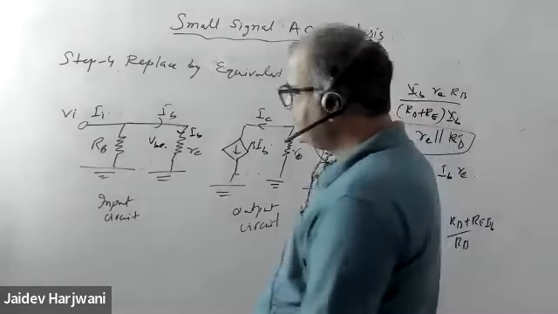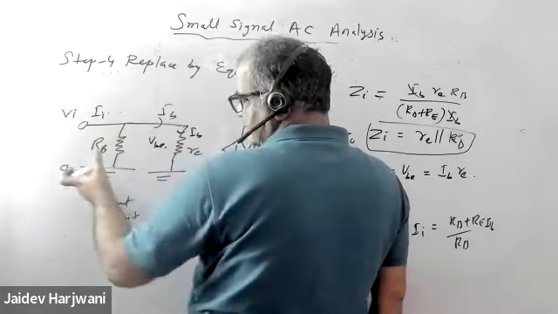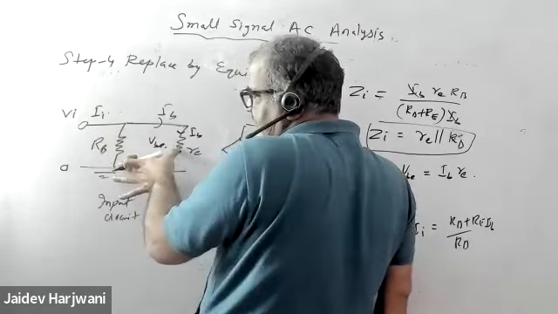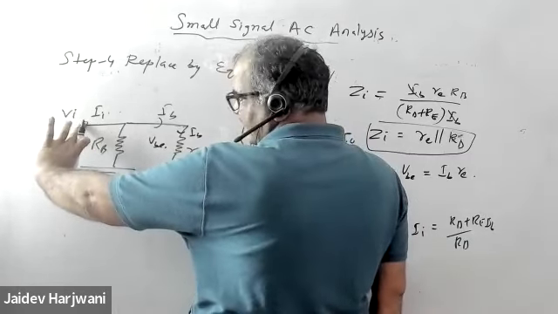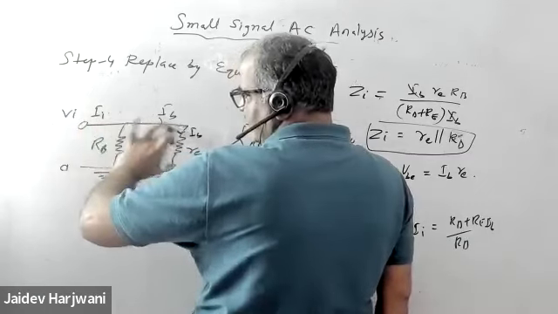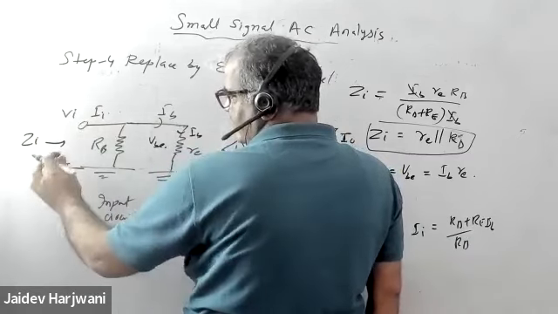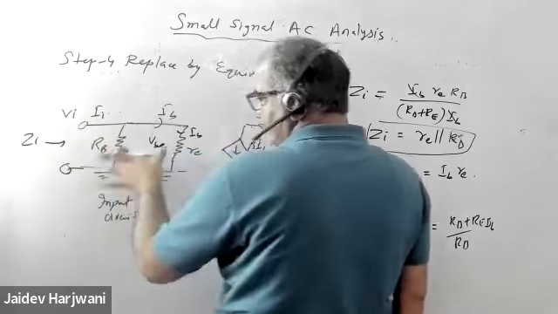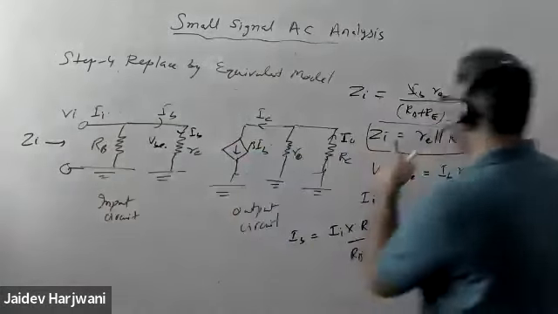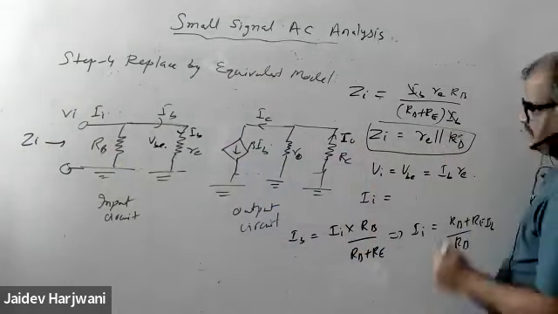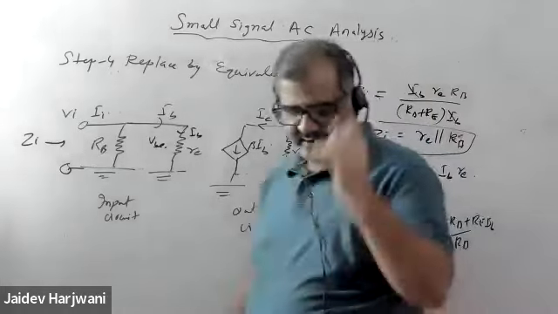So input resistance is what? What is the resistance between these two terminals? I can see easily only these two resistors are connected across this terminal. What is the Z Thevenin? R Thevenin is what? These two resistors are in parallel. So this is only the impedance. The input impedance is called your input resistance. So input resistance is nothing but these two resistances. So we are getting RE parallel RB. That's it. We can just see and tell what is your impedance.